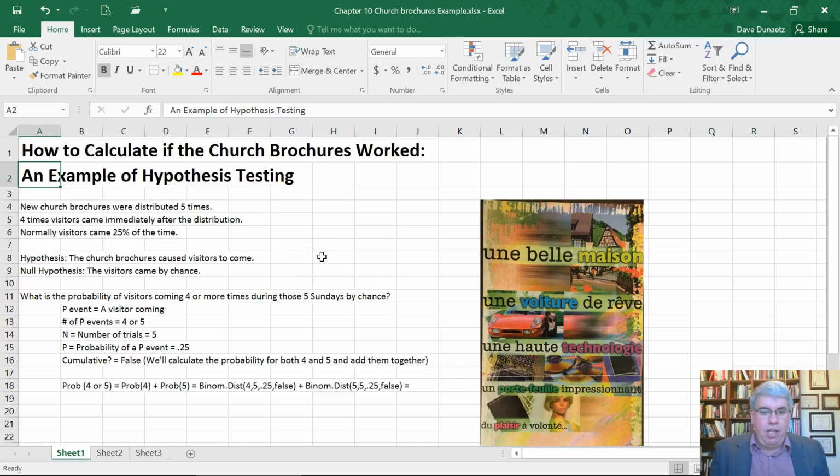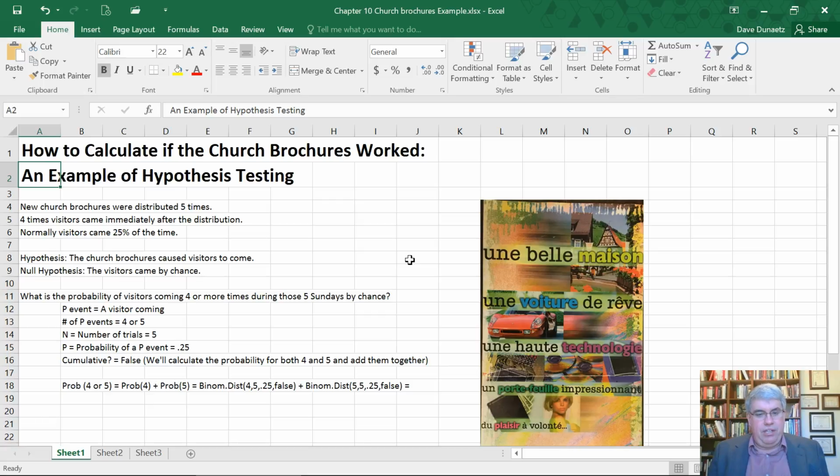Now, we can phrase this in terms of a null hypothesis. The null hypothesis is that the visitors came by chance, that the brochures didn't have anything to do with it. So what we want to do is calculate the probability that we would get visitors coming 4 out of 5 times just by chance. We want to calculate the probability of this null hypothesis. And if the probability of the null hypothesis is really small, we'll say, no, it didn't happen by chance. That number of people must have been because of the church brochures. But if the probability of getting that many visitors by chance is fairly high, then we'll say, oh, that's nothing to write home about. The brochures might not have had anything to do with it.